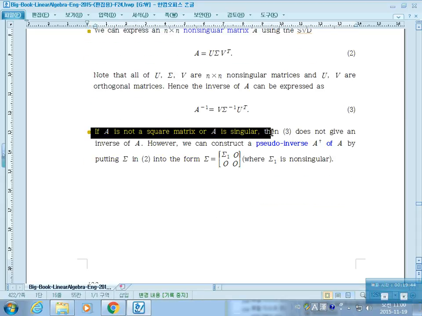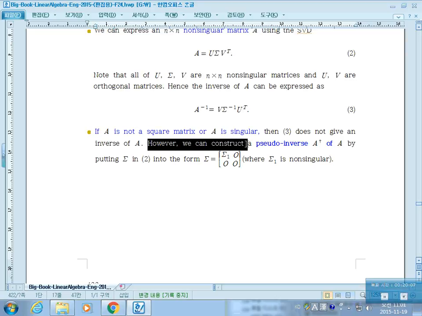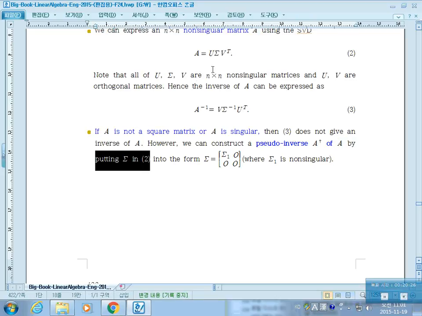Second, if A is not a square matrix or is a singular matrix, then what happens? We do not have A inverse. So A inverse cannot be found, and we cannot have this form. However, we can construct a pseudo inverse. Not exactly an inverse, but a kind of generalized inverse, which is A dagger. We read this as A dagger, the pseudo inverse of A, by putting the sigma into a form like this, where the submatrix sigma 1 is a non-singular submatrix. Okay? Pseudo inverse.